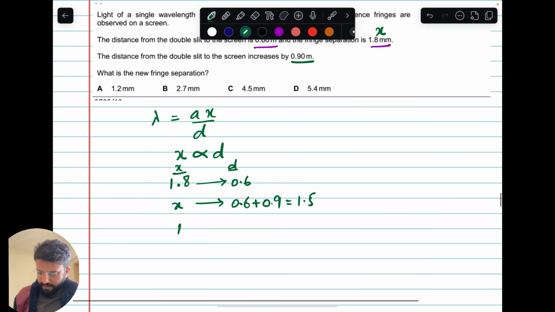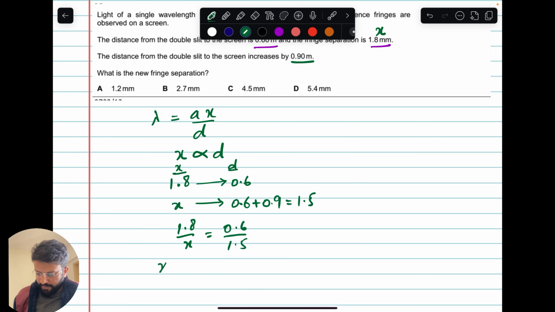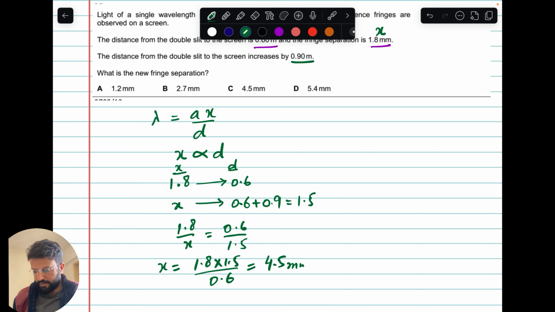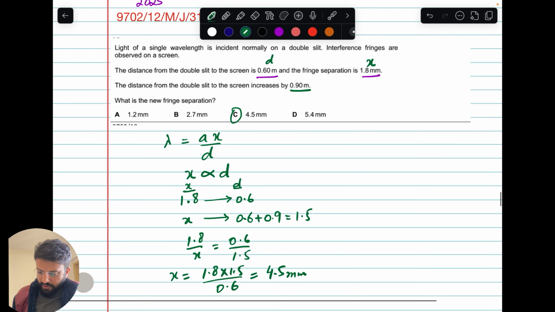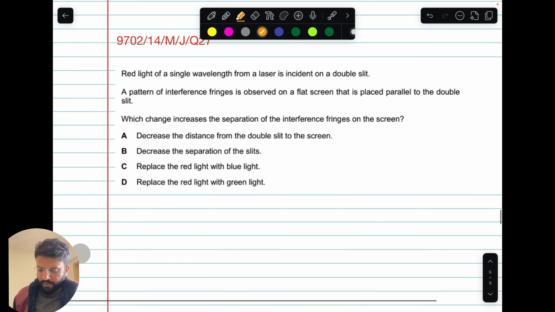So we can use the ratio method. It can be written as 1.8 divided by x is equal to 0.6 divided by 1.5. So x is equal to 1.8 into 1.5 divided by 0.6. Doing the maths, it will give you 4.5 millimeters. If you notice one thing, I haven't changed the units of this x, because I need the answer in millimeters, so I'm not converting it. That is the reason why I'm getting x in millimeters. Let's move forward to the next part.